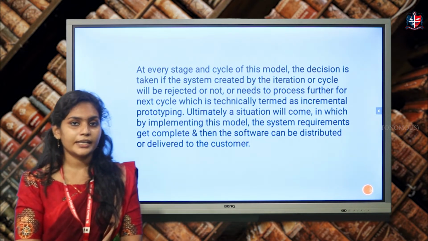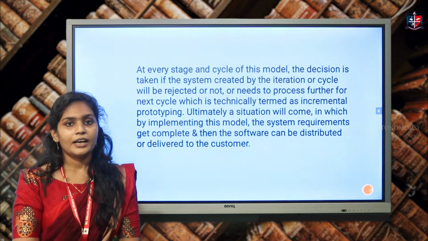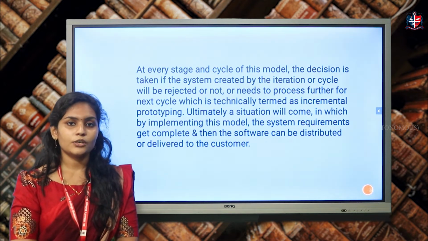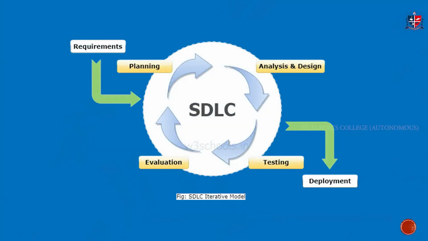That means we cannot get the final result in the first cycle because it is an iterative model. Iterative model means it will go through different cycles. So, we must go through the different cycles for getting the final output. This is the structure of the iterative model.